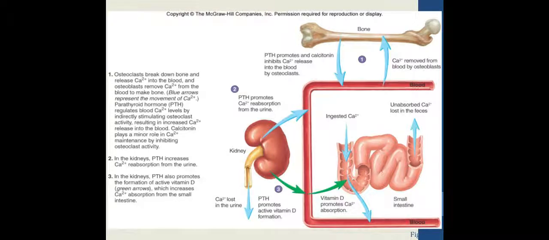That calcium can be ingested in the small intestines. Anything that's unabsorbed is lost. And of course, we can gain from filtering from the kidneys as well as lose extra calcium in urine. If our calcium levels are too high, that's the calcitonin, which is going to then stop osteoclasts and allow the bones to lay down that calcium in its matrix.